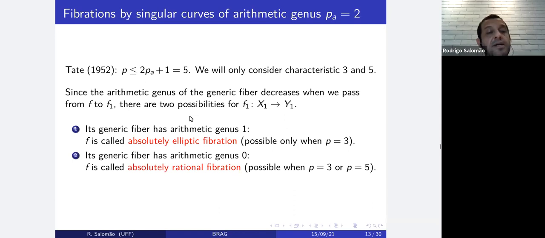And the second case is when the arithmetic genus of the generic fiber of F1 is equal to zero, and in this case, F is called an absolutely rational fibration, and this case is possible when p is equal to three or five. Okay, so we will focus only on this first case of absolutely elliptic fibrations in this work, okay? So to approach the problem of classification of absolutely elliptic fibrations, we will use some results due to Borges' method.